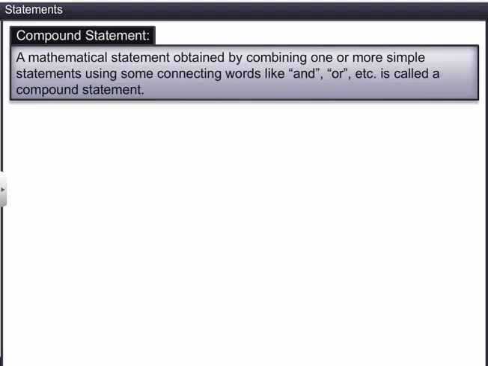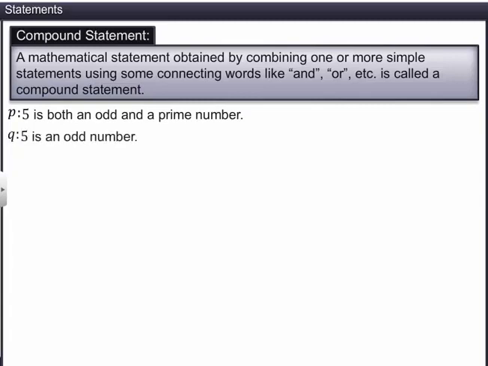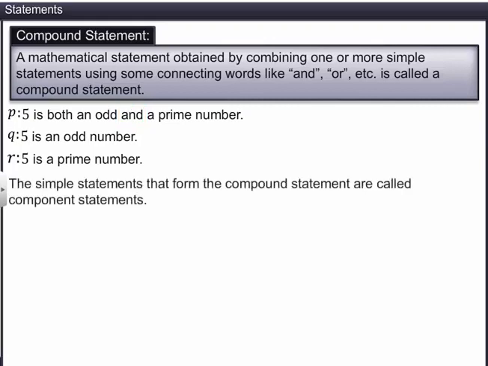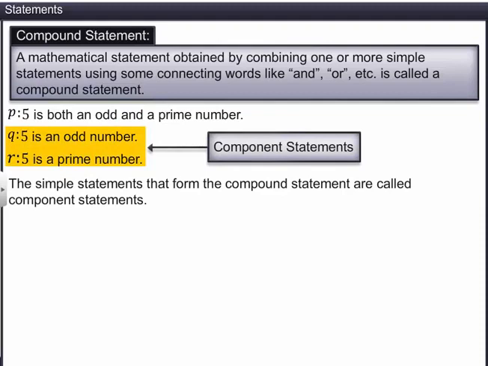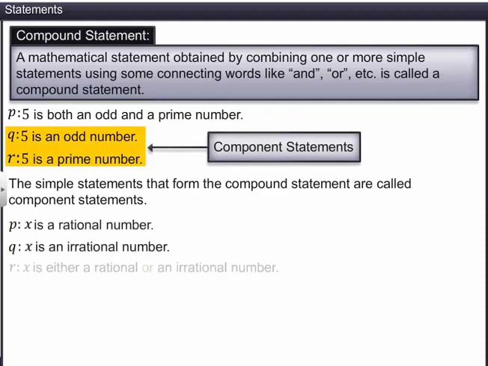Let's consider the statement 5 is both an odd and a prime number. This statement tells us that 5 is an odd number and 5 is a prime number, and that they are connected with the word and. The simple statements that form the compound statement are called component statements. Let's combine the given statements using the word or. The compound statement obtained is x is either a rational number or an irrational number.